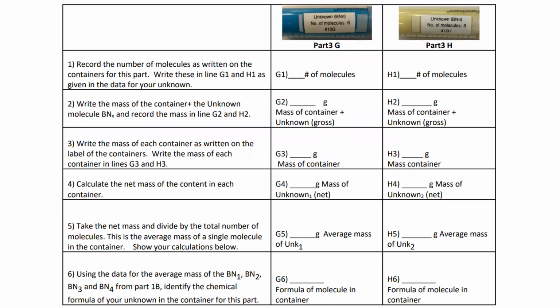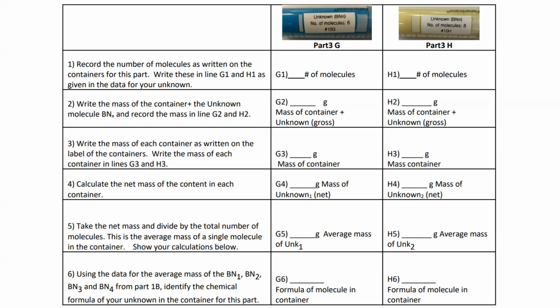So again, you're going to get this data from the unknown data provided to you on Canvas. You're going to write down in both parts G and H the number of molecules in the container that's given to you, the mass of the container plus the unknown.